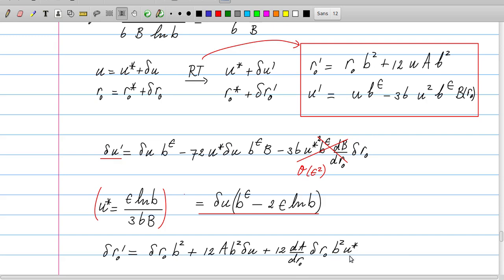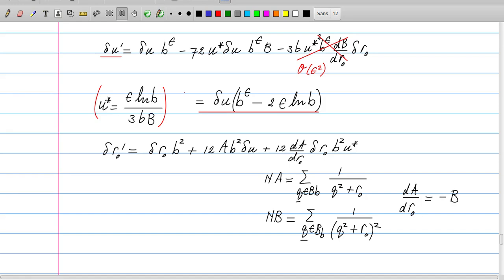b squared u star. And here is only a single u star, so this term is proportional to epsilon. So let us recall now what A is and what B is. A was defined as the sum over the q in the small outer part of the Brillouin zone of 1 over q squared plus r0. And B was almost the same, except that it had a square here in the denominator. And if we compare these two expressions, it's immediately clear that the dA/dr0 is minus B. So we can replace this dA/dr0 by minus B. And that's fortunate because the u star has a B in the denominator, and that would then cancel against this B. So we can get rid of the A and B dependence in this term.